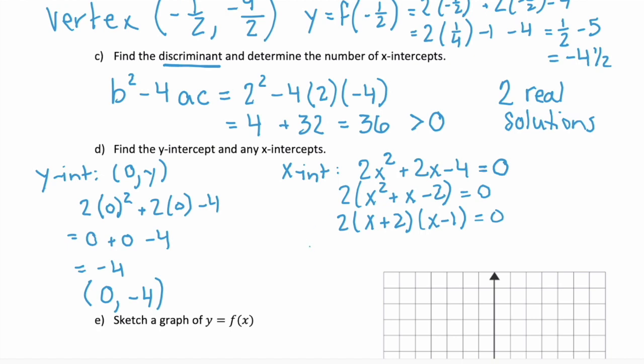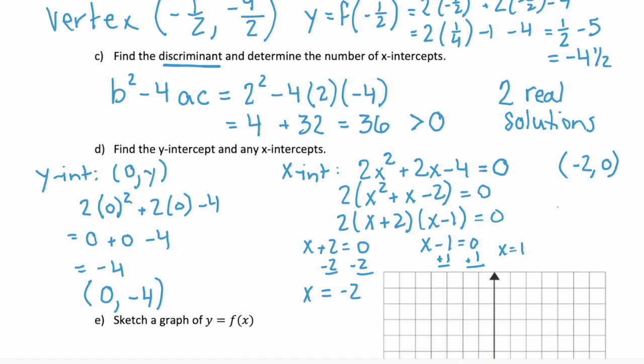So we have two possible solutions. We have x plus 2 equals 0, and we have x minus 1 equals 0. The first one, we subtract 2 from both sides, and we have an x-intercept of negative 2. Or, that's the point negative 2, 0. In the second, you add 1 to both sides, and you get x equals 1. So the other x-intercept is the point 1, 0. Now we have 3 points from that. 1 point for the y-intercept and 2 points for the x-intercept.